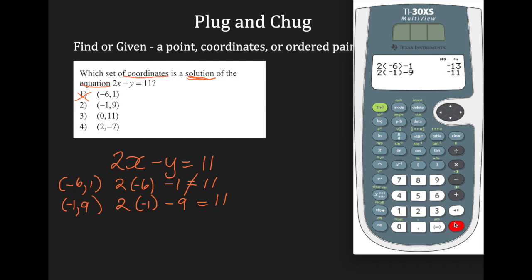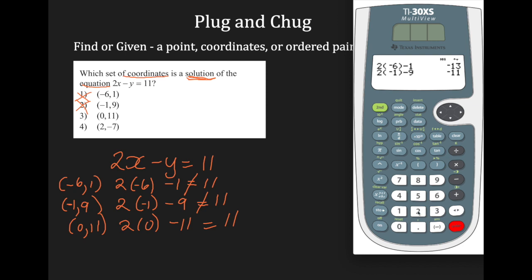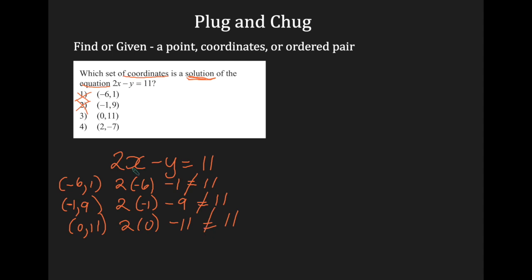Okay, so that gives me negative 11, does not equal positive, so it did not work for number 2. Okay, moving on to 3, which is 0 comma 11. So we have 2 times 0, take away 11, hoping to get 11. All right, let's plug that in. 2 times 0, and I'm taking away 11, and I hit enter. Wow, that gave me negative 11. So it did not equate. So my answer is not 3. So by default, my answer is 4.